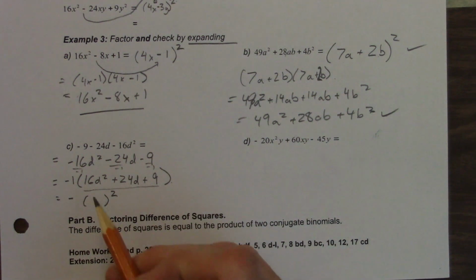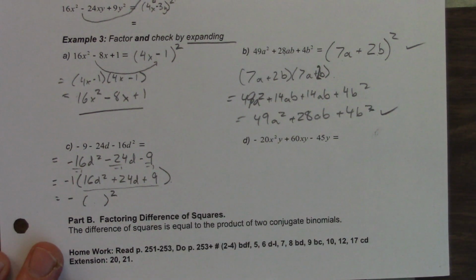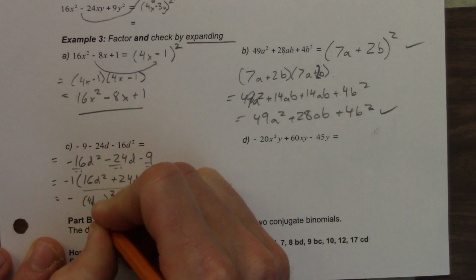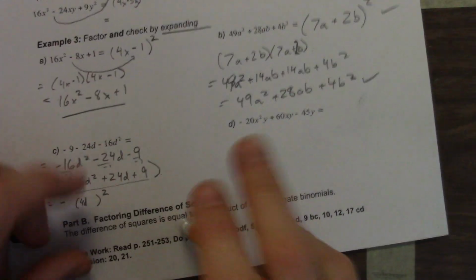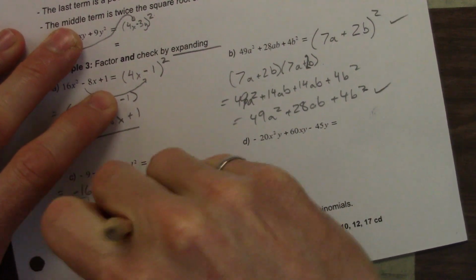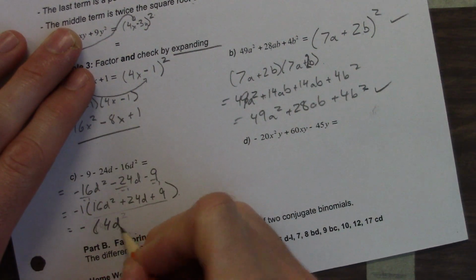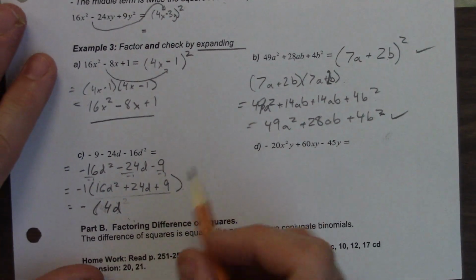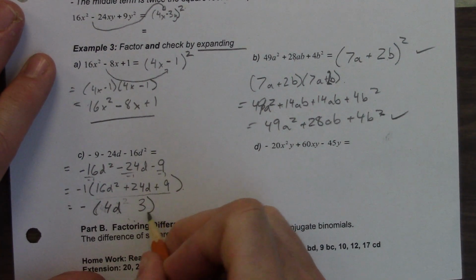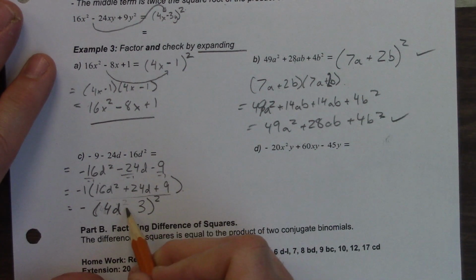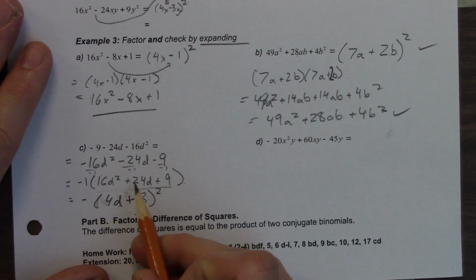Okay? So what is the square root of 16d squared? 4d. And then I'm going to make this bigger. And then 9 square rooted? 3. Okay, squared. And what sign do I put here? Positive. Okay, and now we have to check, right?